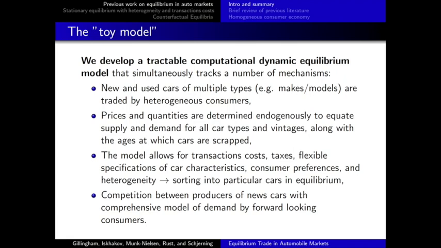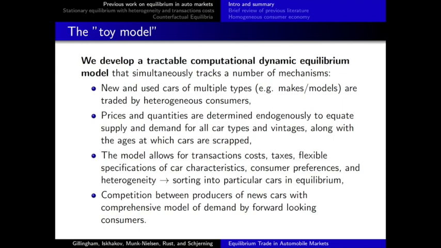So the current version of the model has the following. We have new and used cars of multiple types, which could be makes and models, and they are traded among heterogeneous consumers. So we have several types of consumers. Both me and John are there, and we can trade with each other. Prices and quantities are determined endogenously to equate supply and demand for all cars and vintages, along with the ages at which they're scrapped. So it's an equilibrium model with an equilibrium distribution of car ownership and holdings. And we can analyze counterfactual effects of changing policy on both prices and the distribution of cars.